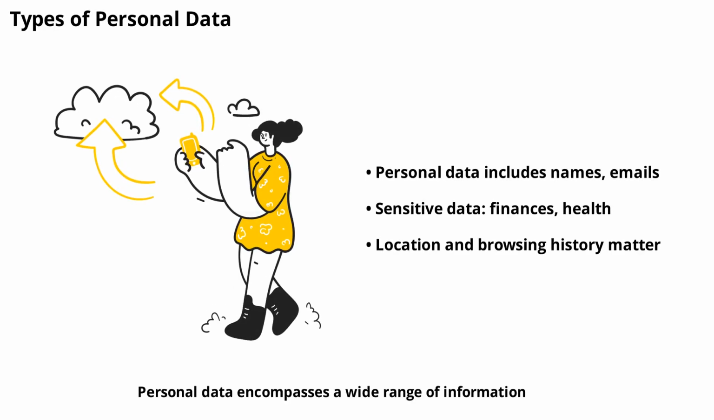Personal data encompasses a wide range of information. This includes your name, email address, phone number, photos, messages, browsing history, and even your location. Some data is more sensitive, like financial records or health information. AI systems may use any of these data types to improve their capabilities. Being aware of what qualifies as personal data helps you identify what needs protection. The more you know about the types of data at risk, the better equipped you'll be to safeguard your privacy.